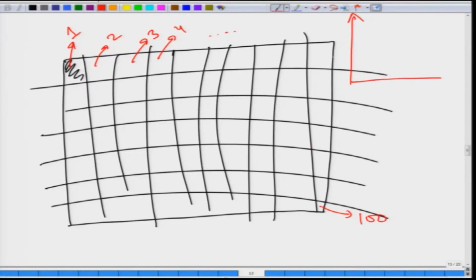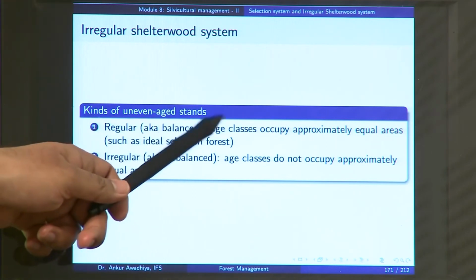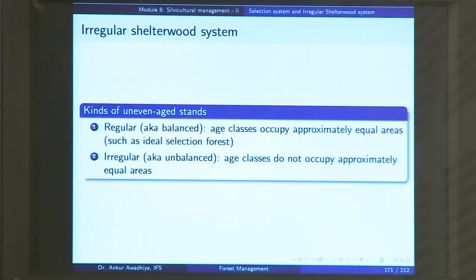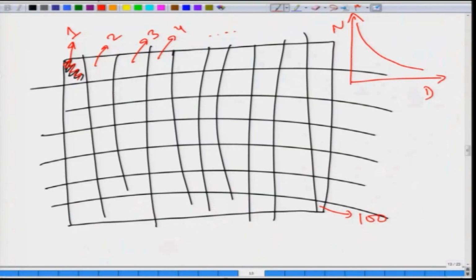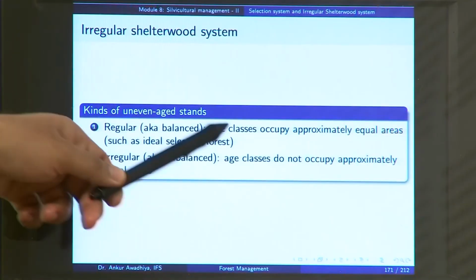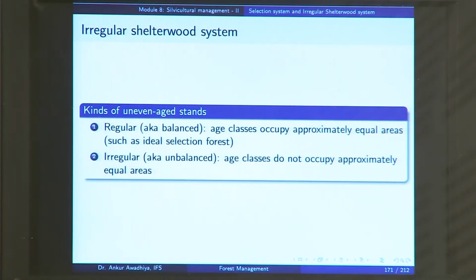If you draw the ND curves, so here you have the ND curve. If you draw it for such a forest, it will be an ideal selection forest, and this is a regular uneven aged forest, because here you have different age classes. Like this is the age class of 0 to 1 year. So, different age classes are occupying approximately equal areas of the land. So, this is in the case of a selection forest.